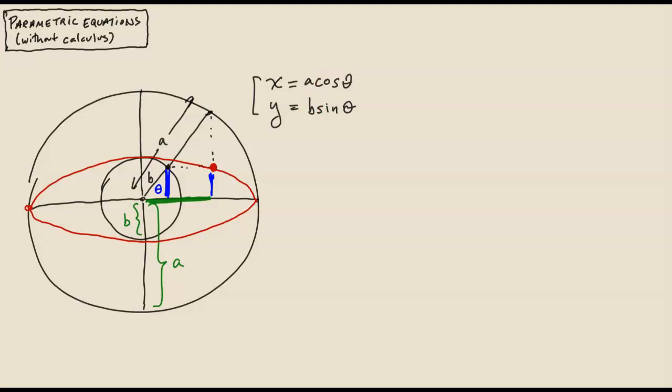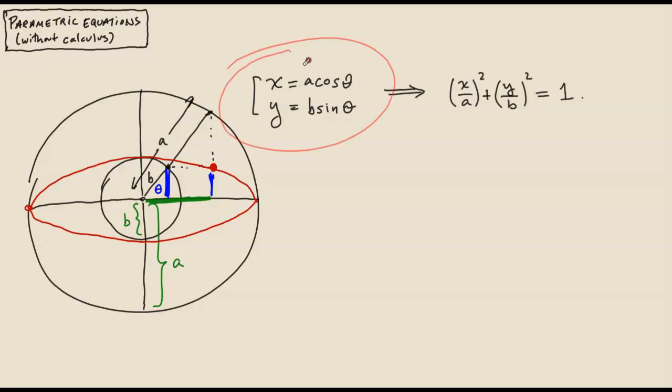Still, we can make some easy algebraic adjustments. From this, we see that if we took x and divided by a, we'd just be left with cosine. And if we took y and divided by b, we'd just be left with sine. So we've got cosine and sine. Well, everybody knows that if you square those and add them together, cosine squared plus sine squared is 1 by the Pythagorean identity. So every point on the graph of this set of parametric equations lies on the graph of this Cartesian equation. And this is indeed the equation of an ellipse.